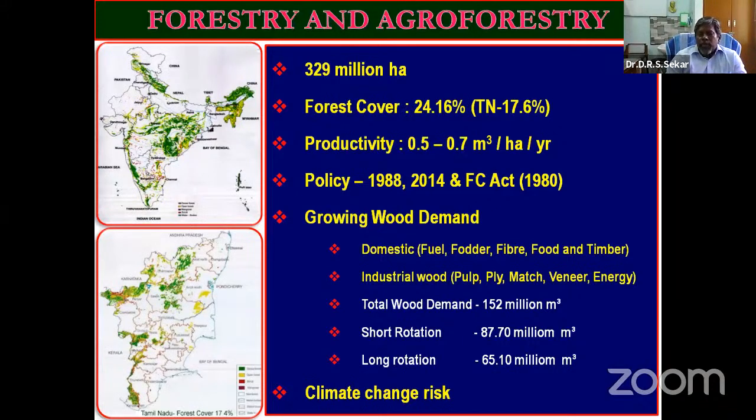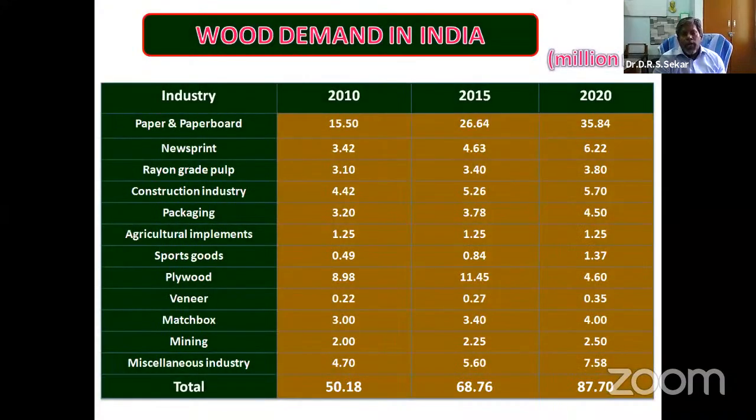Again, there is growing wood demand, particularly domestic, that is fuel, fodder, fiber, and timber, and industrial wood, particularly pulp, plywood, match veneer, and energy. This is one of the key sectors where the wood requirement is higher. The total wood demand is around 152 million cubic meters, in which short rotation is 87.7 and the long rotation crop, which is timber, is 65.1 million cubic meters. Again, we have a huge climate change risk, on which the entire globe is debating day to day, whereas the wood demand keeps increasing. The data is a little old, like 2020 data.